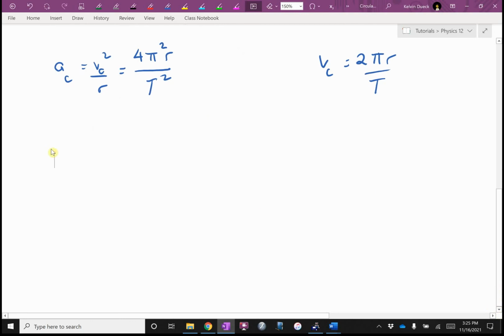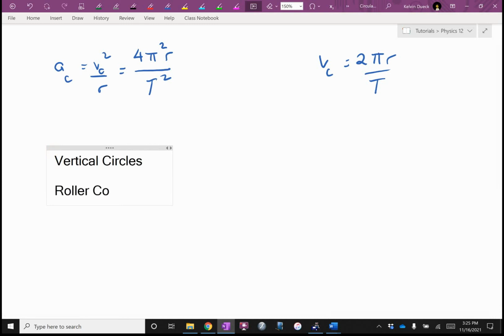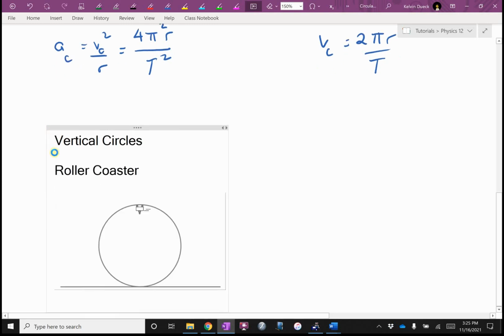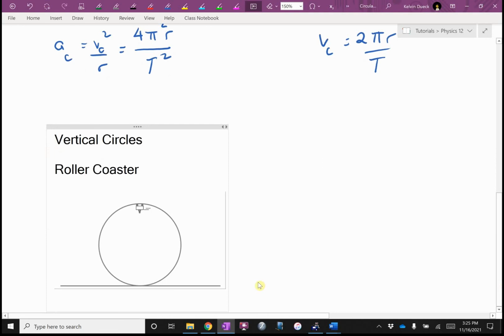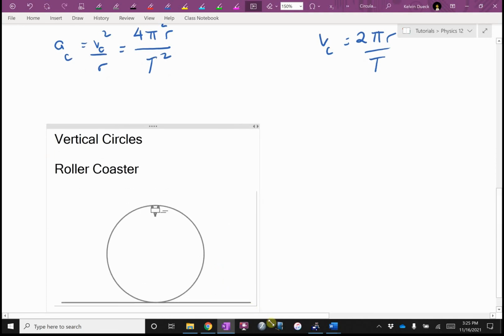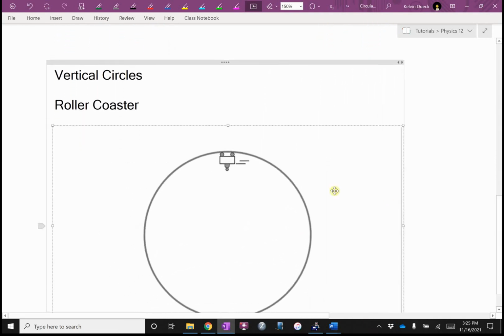Then we talked about, so what are you going to see for vertical circles? Well, one is something like this. Okay? Except I can make that bigger. There you go.